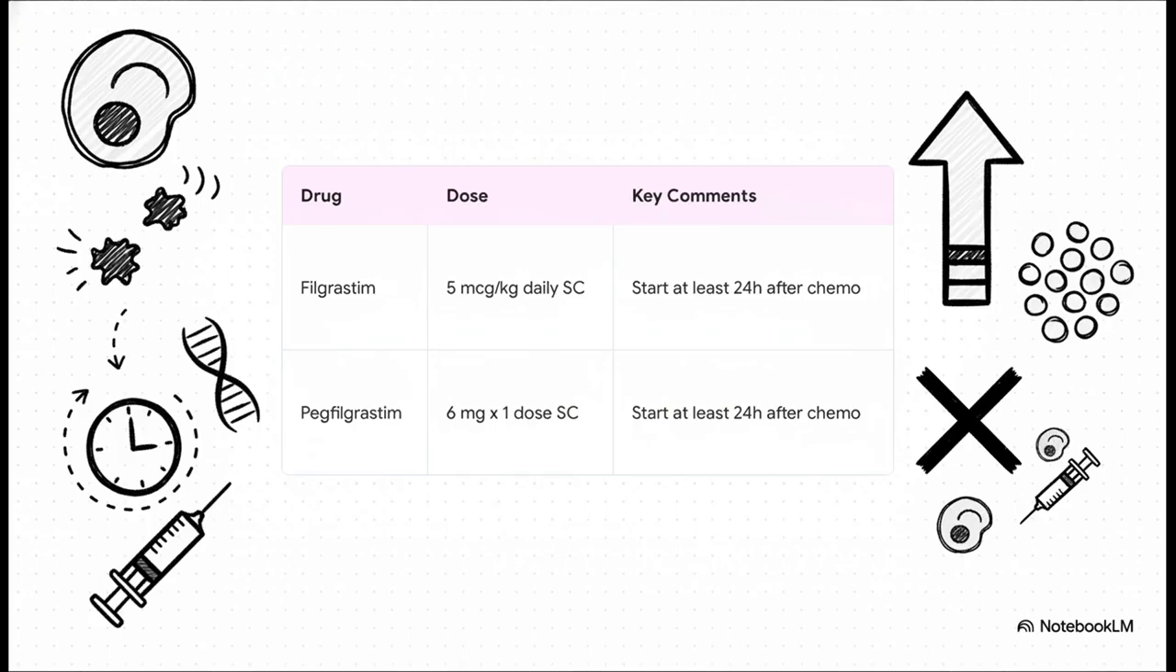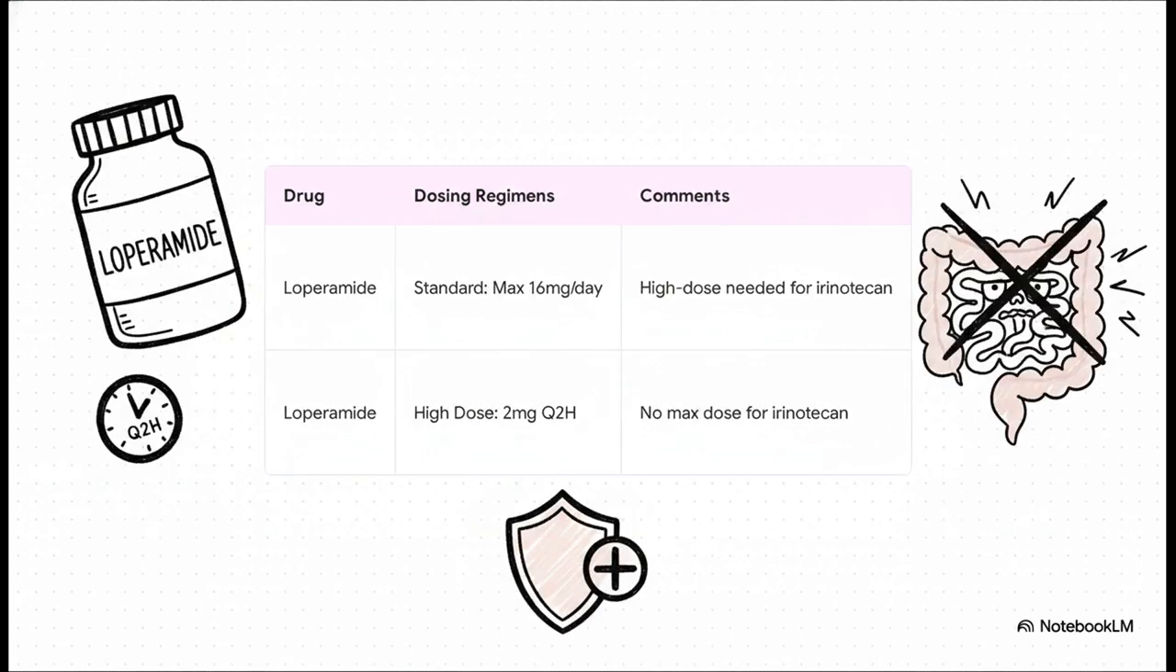You have to wait at least 24 hours after chemotherapy to give G-CSF. If you give it too close to the chemo, you can actually make the neutropenia worse by stimulating young cells that then just get killed by the chemo. This is a classic exam topic.